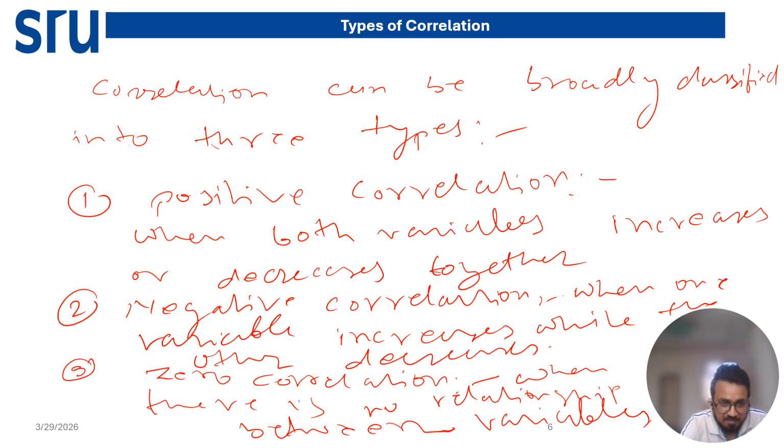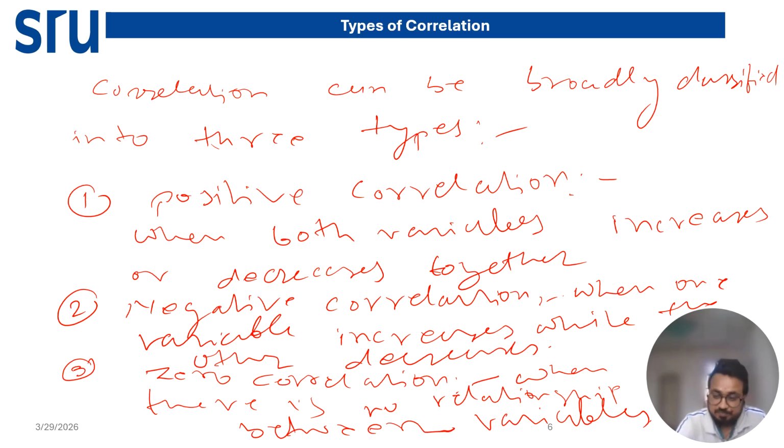Correlation is of three types: positive correlation, when both variables increase or decrease together; negative correlation, when one variable increases while the other decreases; and zero correlation, if there is no relationship between two variables. In that situation, you can say that there is zero correlation. So, understanding the type of correlation helps in interpreting the data effectively.